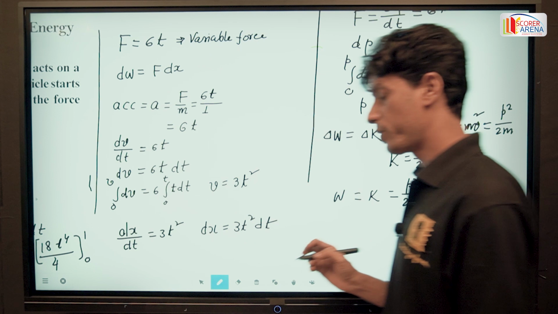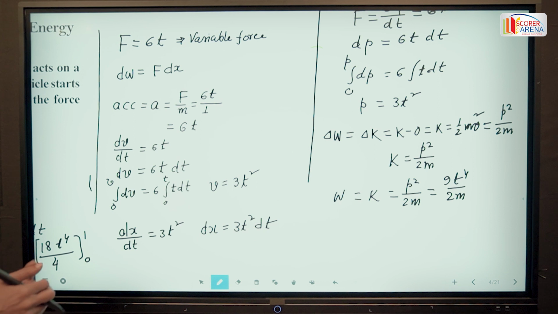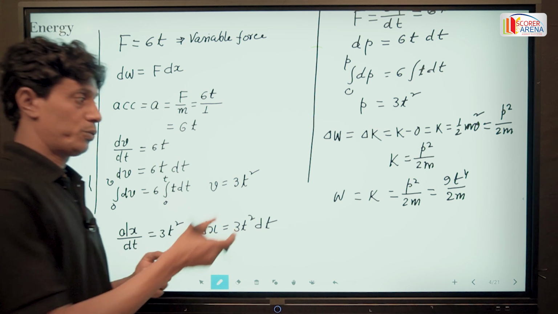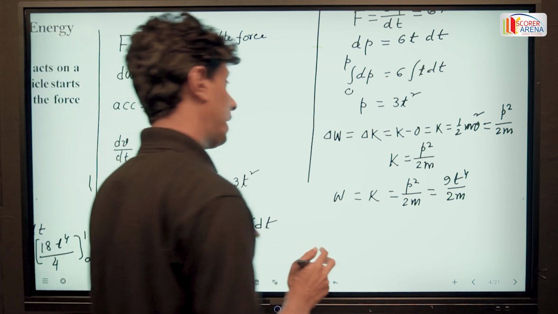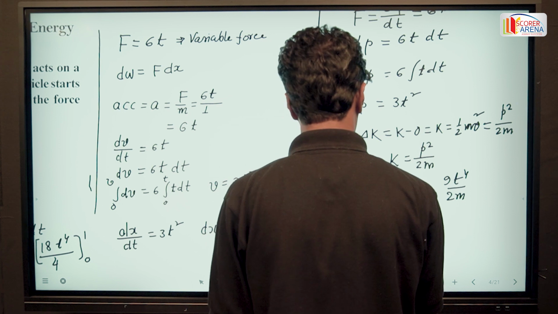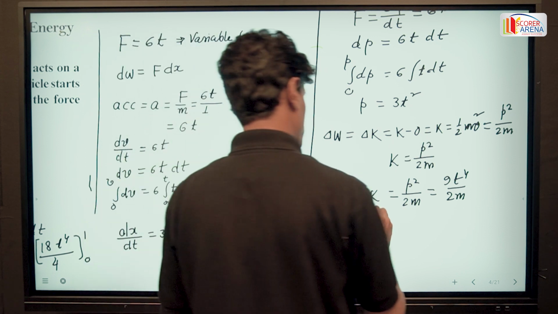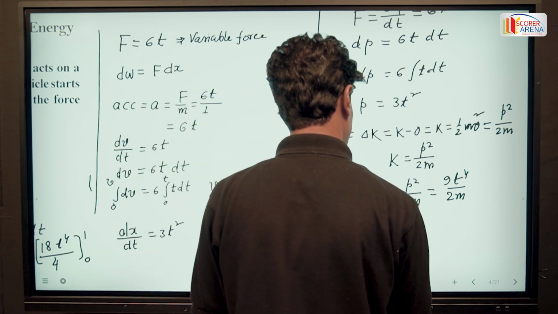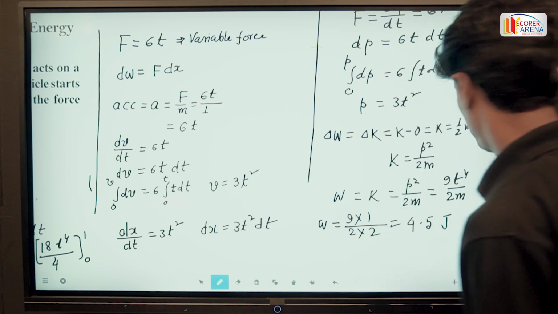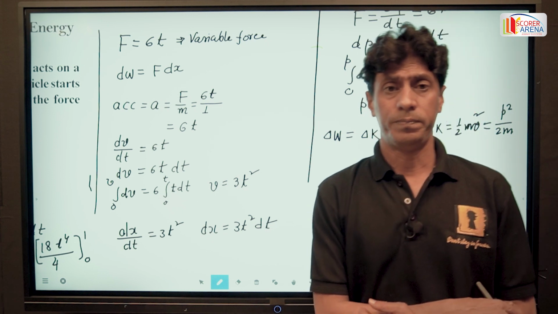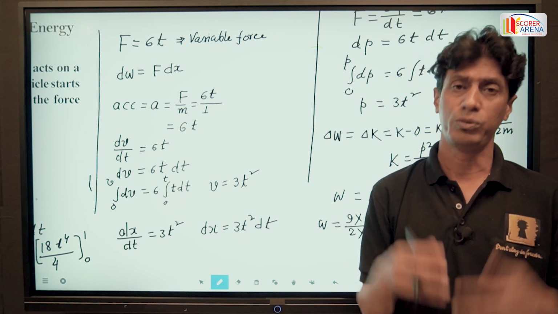So we can say here that if the force is variable and time dependent, that is, force is directly proportional to t, then work done or kinetic energy is directly proportional to t to the power 4. Putting the values, work done is equal to 9, and time here is 1 second, so this is 1, and the mass of the particle is given as 2 kg, therefore the work done is 4.5 joule. Till now, I guess you all found the better problem solving approach. So moving next.